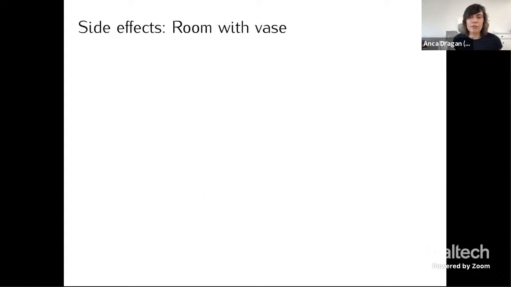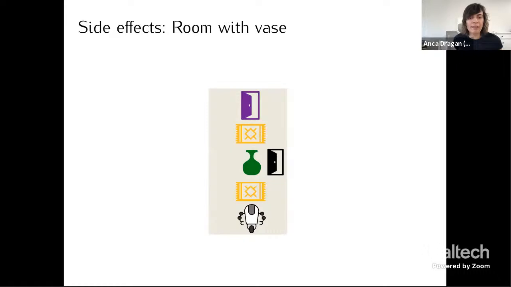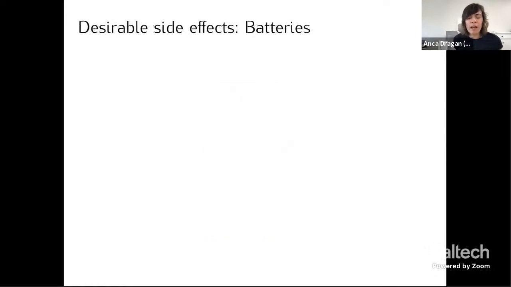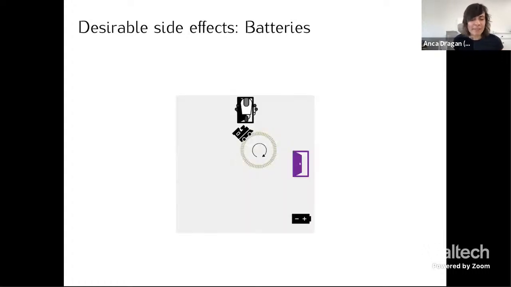Real quick, in the last 2 minutes, in this room with a vase, the robot is told to go to the purple door, and it goes to the purple door, avoiding the vase. That's just avoiding negative side effects. What I really like is this really cute example. It's all toy, I know.